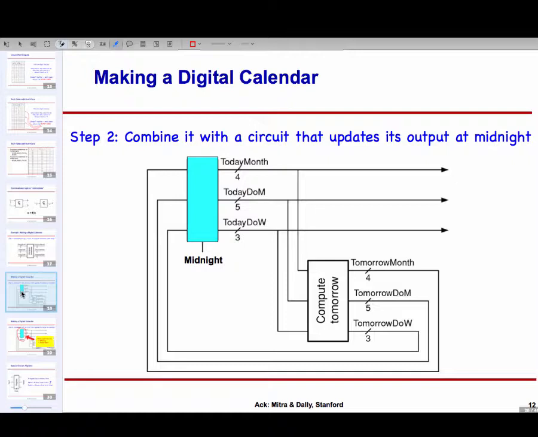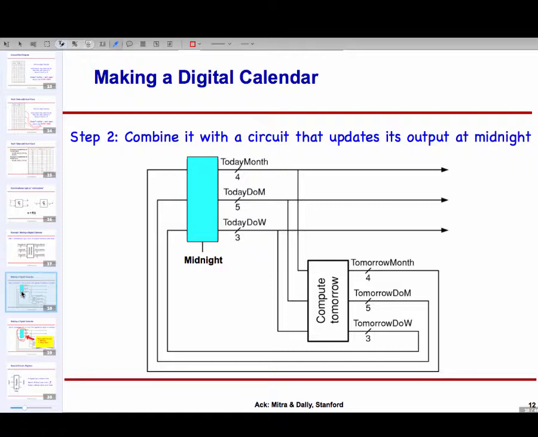So what will happen in a circuit like this? Sometime during the day, I have the correct value of today, and compute tomorrow has calculated the value of tomorrow. But this value just sits there. The special circuit is inactive because it's not midnight. At midnight, a pulse comes, and the value of tomorrow gets copied to the output, and therefore the clock face will change. Then the pulse goes away.